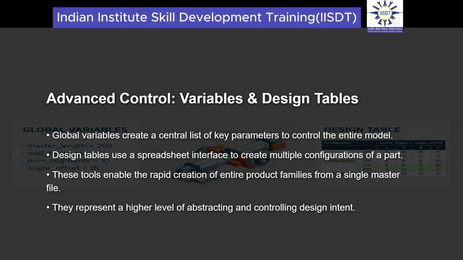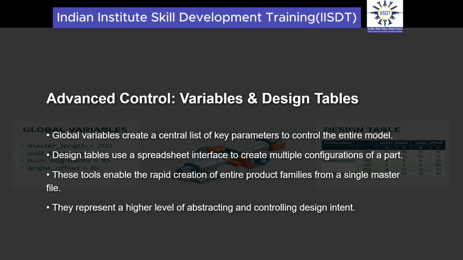Design tables take this concept even further. They integrate the power of a spreadsheet directly into your CAD file. Each row in the table can represent a different version or configuration of your model. For example, you could have a single master file for a screw. The design table could have rows for M3, M4, and M5 screws with columns controlling the diameter, length, and thread pitch for each version. By simply selecting a row, you can instantly switch the model to that specific configuration.